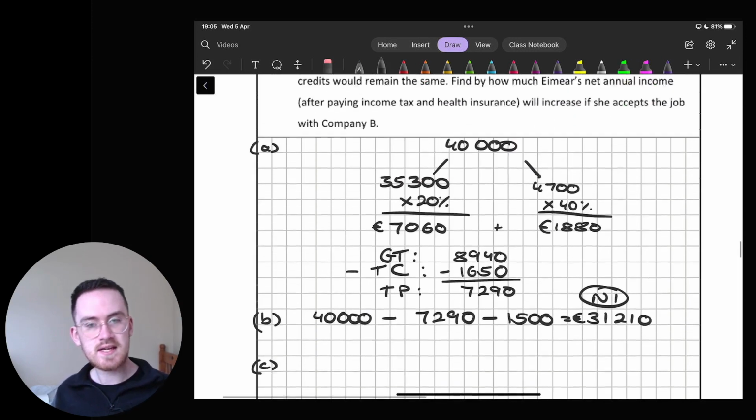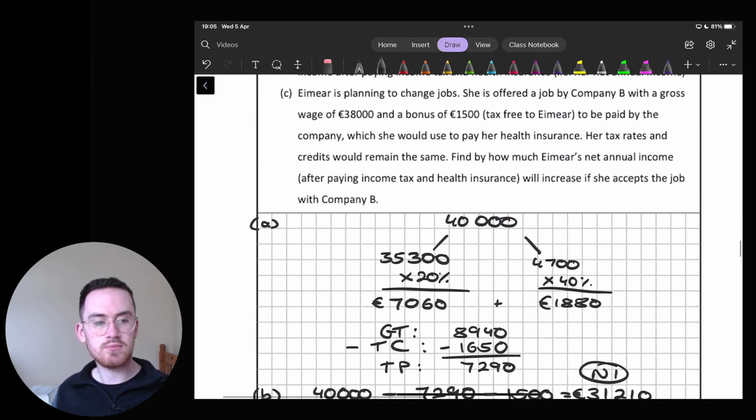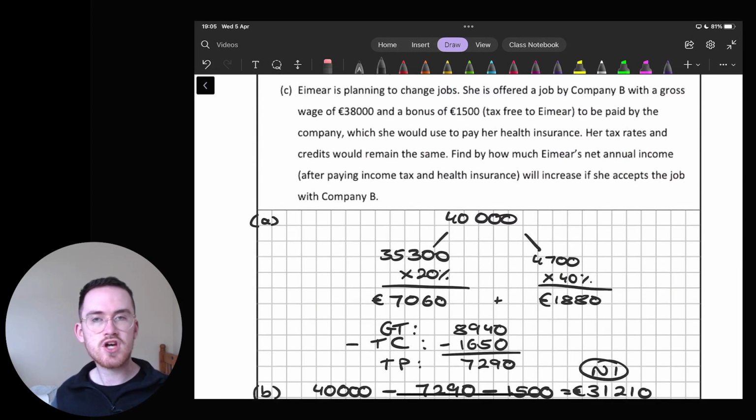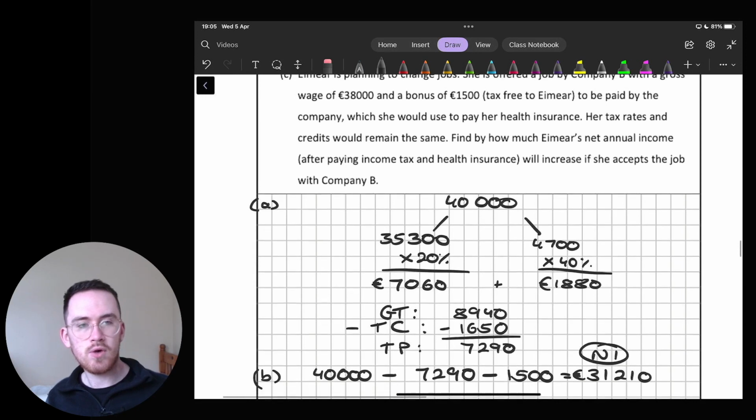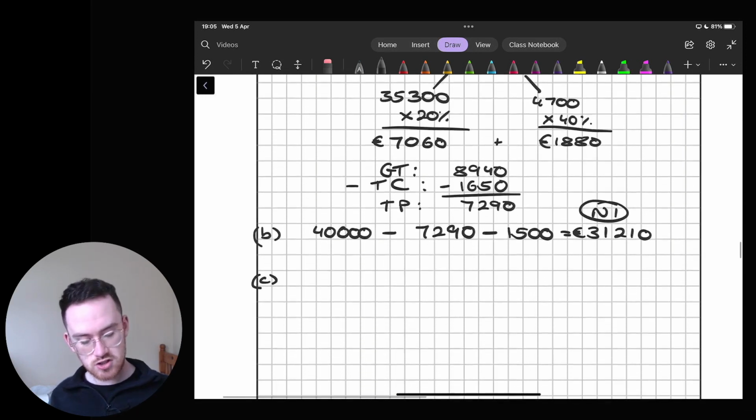For Part C, Emer's considering leaving her company and changing jobs. And she's offered a job by another company that'll give her a gross wage of 38,000 and a bonus of 1,500, which is tax free, so she's paying no tax on it. And she's going to use that for her health insurance because it's the same amount as her health insurance, so that would cover that. Everything else is the same, so the tax rates, credits is the same, and we're asked to find how much her income will increase if she takes that job.